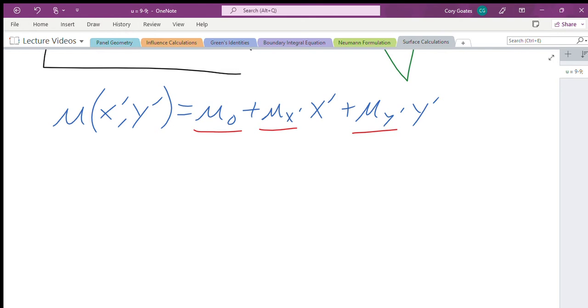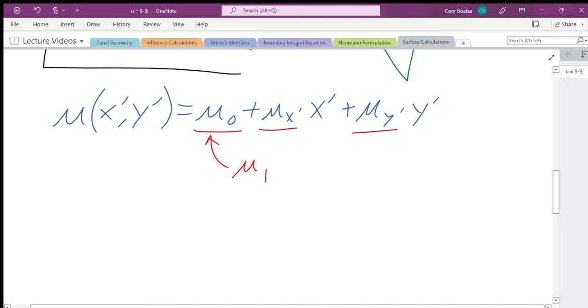Now x prime and y prime are 0 at the centroid. And we've satisfied boundary conditions at the centroid of our panels. So I'm going to say that for each given panel, mu naught is equal to just the doublet strength on that panel. So in our case, this is going to be mu 1. If we were looking at panel 12, this would be mu 12. If we were looking at panel 252, this would be mu 252.